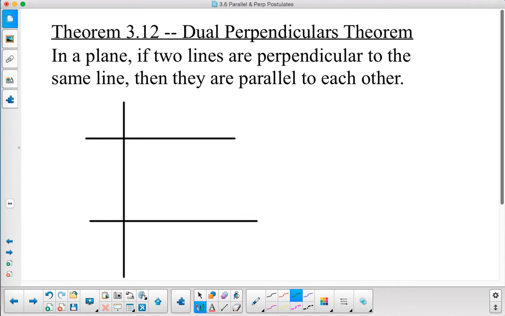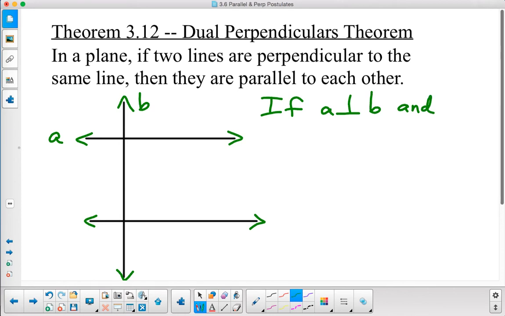Okay, to explain this one, we have two lines perpendicular to the same line. So again, let's get our diagram complete. Let's make A and B perpendicular. If A is perpendicular to B, and it said two lines perpendicular to the same line, so let's have A perpendicular to B. Let's make also C perpendicular to B. Then it says they are parallel to each other.